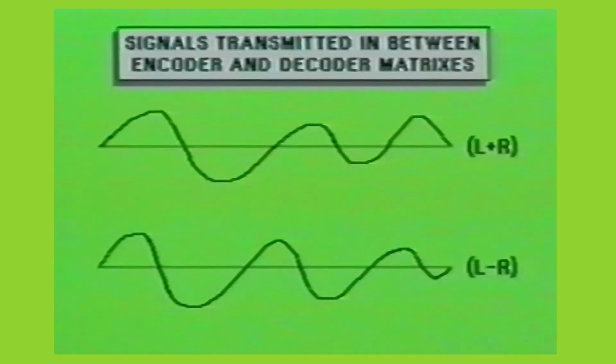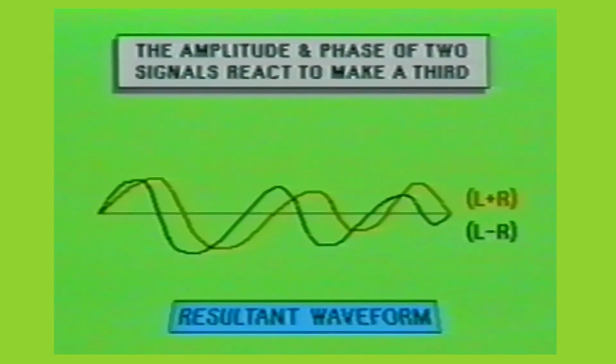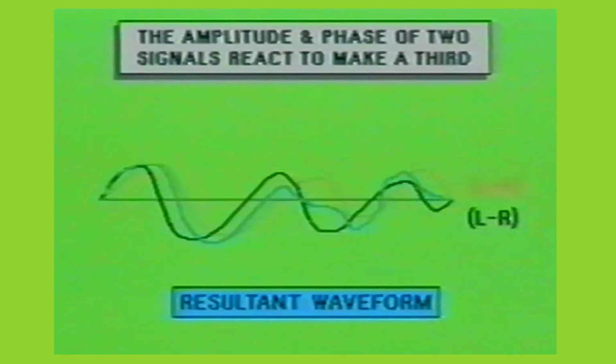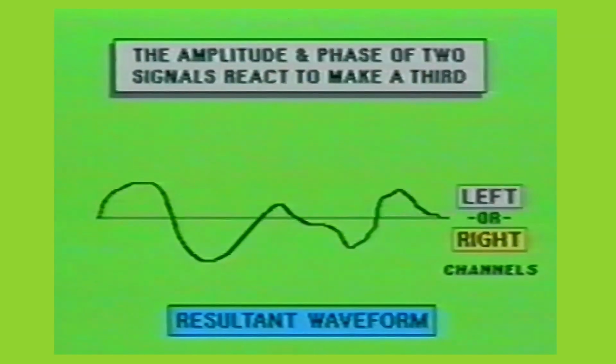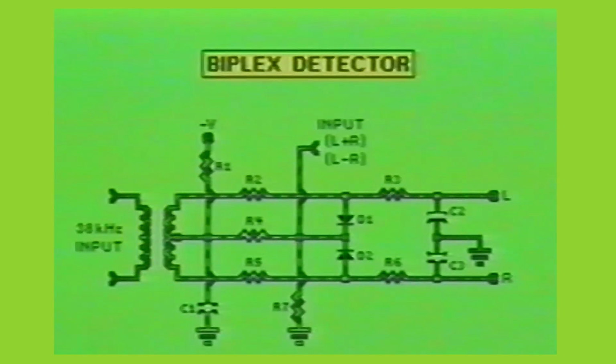The isolation of independent left and right soundtracks is a function of amplitude and phase between the left plus right and the left minus right audio waveforms. As the 38 kHz subcarrier oscillates through the circuit, the L+R and L-R signals will either cancel or reinforce each other to varying degrees. Thus, channel separation is achieved.